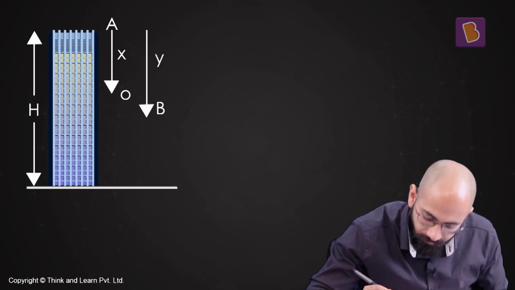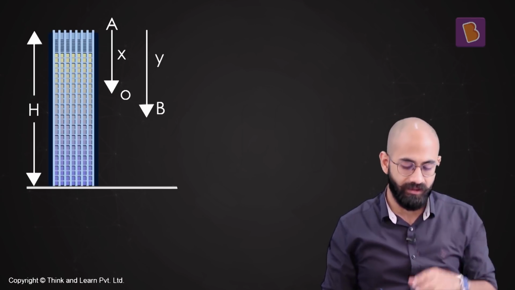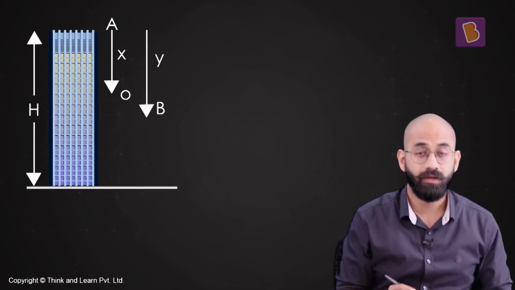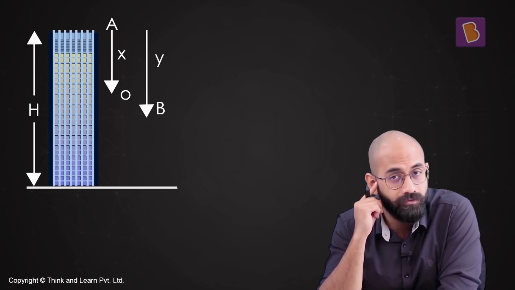Okay, and what is also given is the height of B is this distance from the top of the building. This is y. Correct? Now what the question says is that once B is released, both of them reach the ground at the same time, or they take the same time to fall and reach the ground. Now how will you solve this problem?